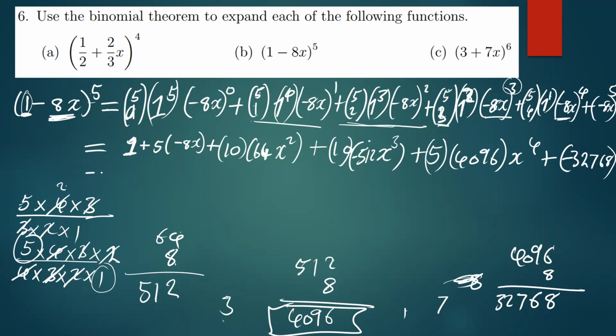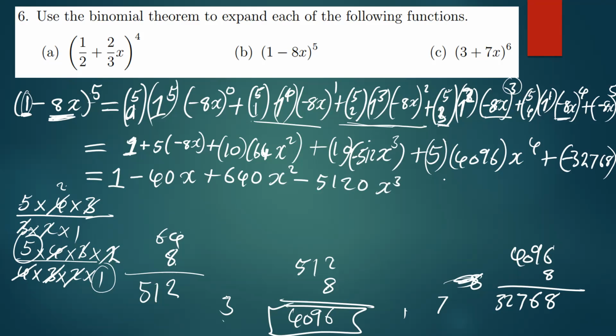Then you just simplify the whole expression down here. So the first term is 1. The next term is 5 times negative 8 rather. That will be negative 40x. And then we have 10 times 64. That is 640 x squared. Then we have 10 times negative 512. We have negative 5,120 x to the power 3.